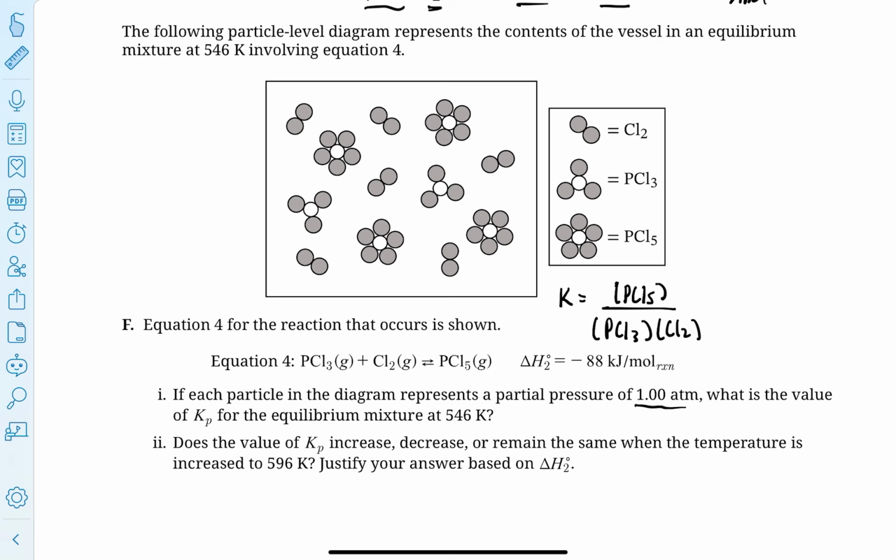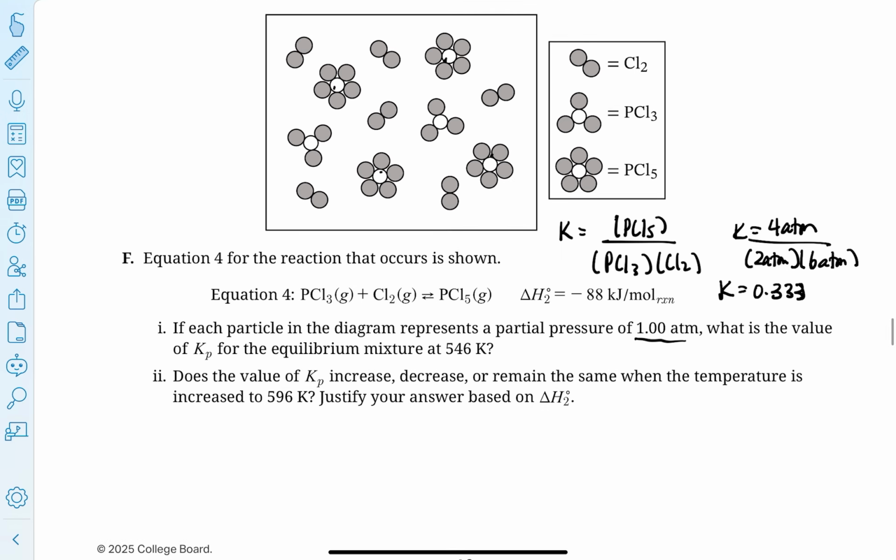So if I look at the PCl5, I have 1, 2, 3, 4. There's 4 PCl5s there. So the total pressure of PCl5 will be 4 atmospheres. And then if you do the same thing and count up your reactants, I've got 2 PCl3s, so that'll be 2 atmospheres. And then I've got 6 chlorine, so 6 atmospheres. So if you do the math, K will equal 0.33, and this will be unitless, 0.333.